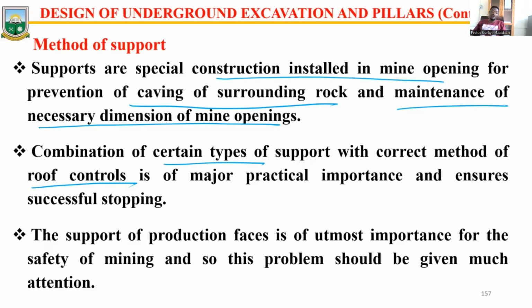Then a combination of certain support types with the correct method of roof control. For example, we are doing room and pillar, and our ore body is massive, and so we are going longitudinal. So as we operate, we can seal the roof and go along with our operation. And that type of system is also there and possible. Then the support of production phases is of utmost importance for the safety of mining.